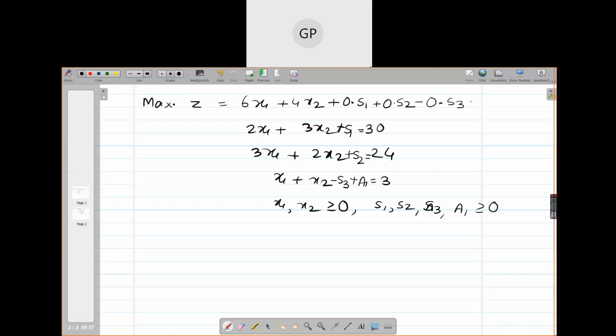Minus M. Minus capital M A1. Yes, because the objective function is to be maximized. This is your standard form. Now, ये हो गया आपका standard form. Then IBFS.